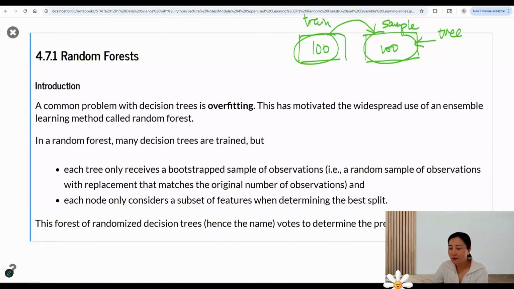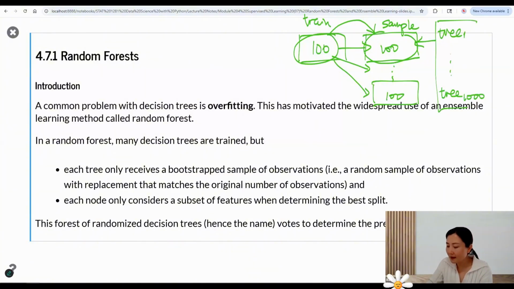And we do it repeatedly. For example, I want to construct a random forest with 1,000 trees. Then we will bootstrap 1,000 times, so in total we will have 1,000 bootstrap samples, and consequently we will build 1,000 trees. Together, they are called a random forest. These 1,000 decision trees are very similar. However, they are using different samples, different sets of data.